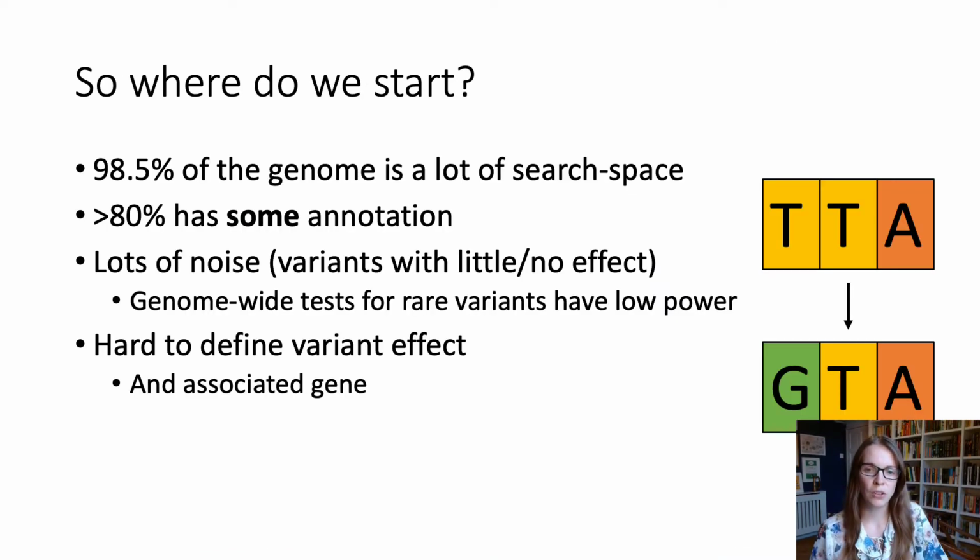But where do we start with trying to interpret these non-coding regions? So the genome is huge, it's 3 billion base pairs, and 98.5% of it is an awful lot of search space. And we know that a large proportion of it has some kind of annotation when we look at things like the ENCODE and the Roadmap projects. There's an awful lot of noise, so genome-wide tests for rare variants have incredibly low power, and a large amount of variants within non-coding regions have very little or no effect. And even if they do have an effect, that effect is incredibly hard to define, and it's also very difficult often to define which gene that variant is having an impact on.